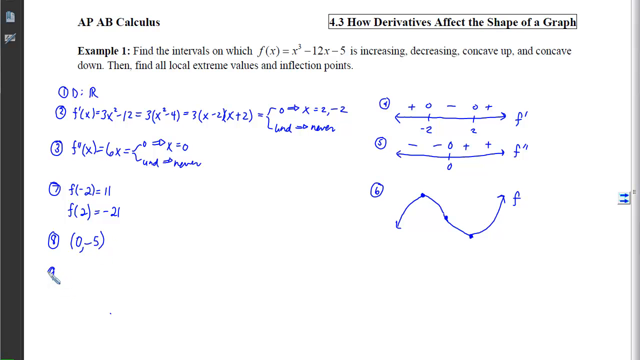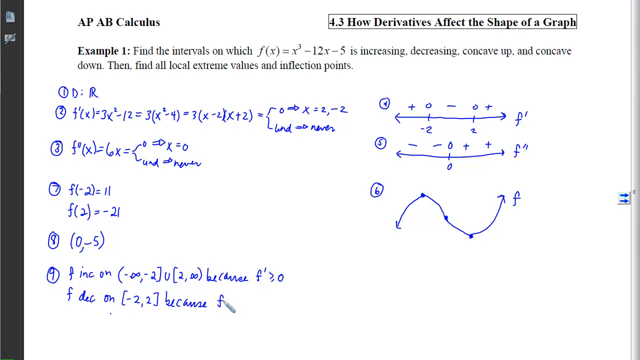So now step 9 is where we summarize everything. And in step 9, we're only going to summarize in our free responses, or we're going to use what we see to answer questions on the multiple choices. So first we want to talk about increasing and decreasing. We can say that f is going to increase on the intervals from -infinity to -2, and then again from 2 to infinity, and we're going to put the reason, because f prime is greater than 0. We can also say that f decreases, and actually we should say equal to.